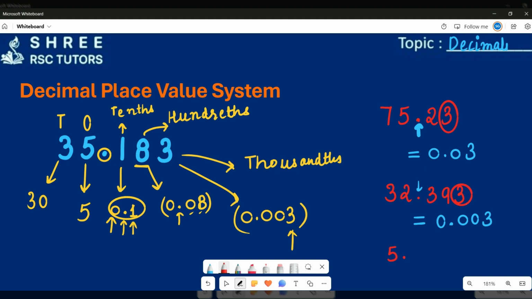For example, let's say I have 5.56. And if I ask you about the place value of this 5, which is just after the decimal, it's going to be 0.5 because it is just after the decimal. So this is how we write the place values of the digits after the decimal, and we follow the same rule for the whole number that we already knew. So this is how we do it.